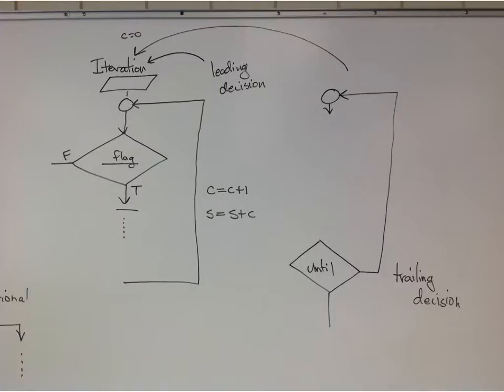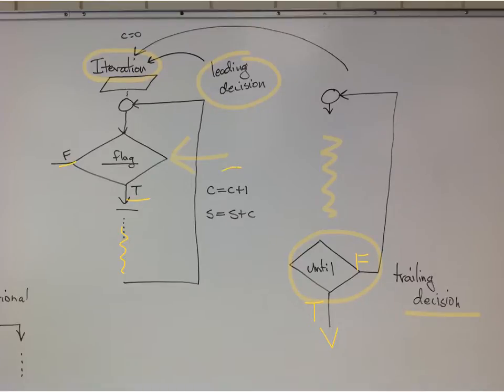So we talked about these. They're iterations. Here are the decisions at the beginning, so that's a leading decision. Here we're doing the work, then we're going to make a decision. That's a trailing decision. And typically a trailing decision would be this. If you haven't met it, stay in the loop. If you've met it, then you go out of the loop. Whereas here it's the other way around. If it's true, you stay in the loop. If it's false, you get out of the loop.